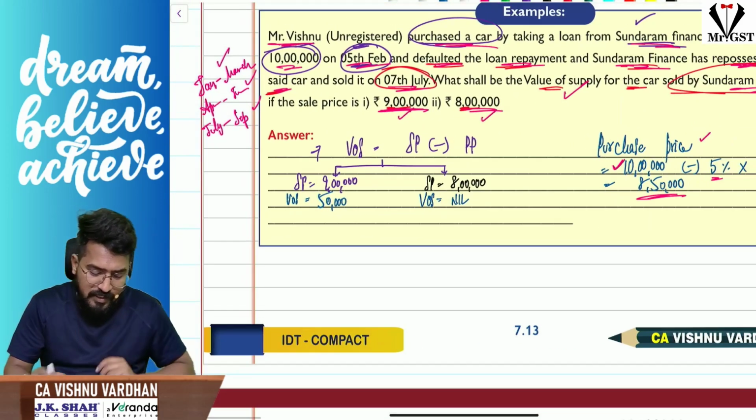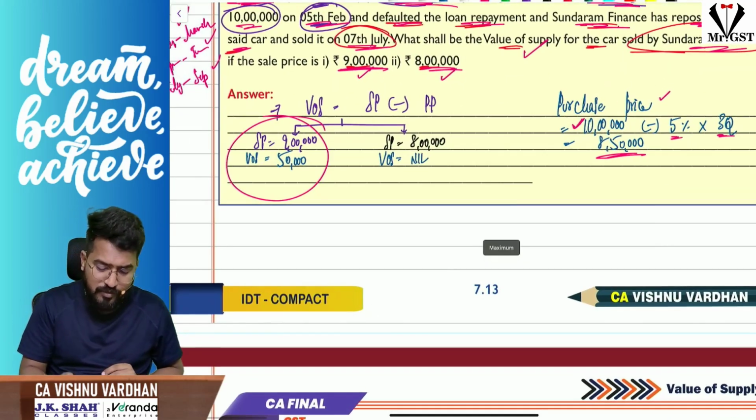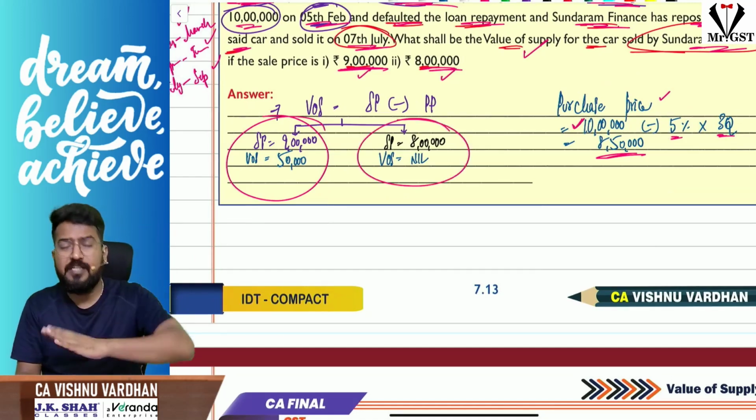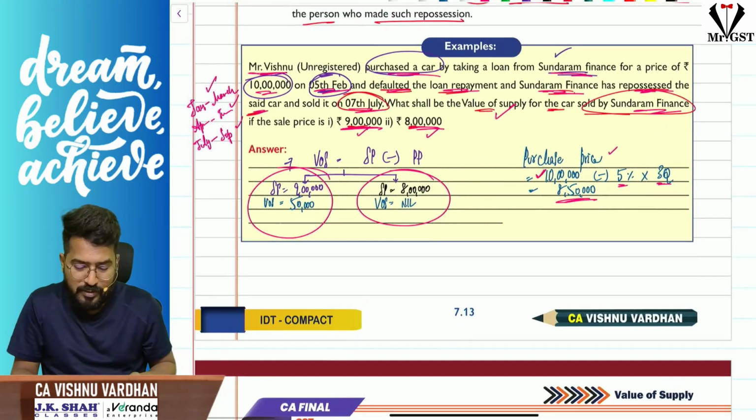Now they are selling it for 9 lakhs, meaning 9 lakhs minus 8 lakh 50,000, so 50,000 will be the value of supply. If they are selling it for 8 lakhs, 8 lakh minus 8 lakh 50,000, the value of supply will be nil. So that is the concept.